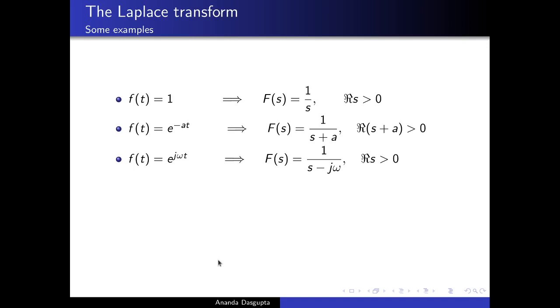But the reason I'm doing this is that now if I take the real part and the imaginary part of this, I can immediately write down that f of t equal to cos omega t will give me a Laplace transform, which is the real part of this expression, assuming s is real.